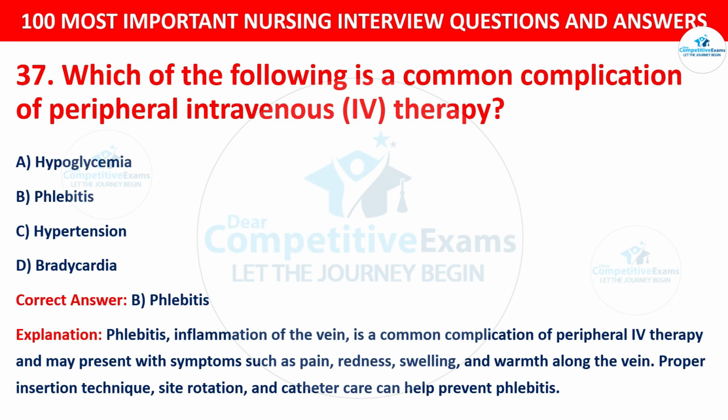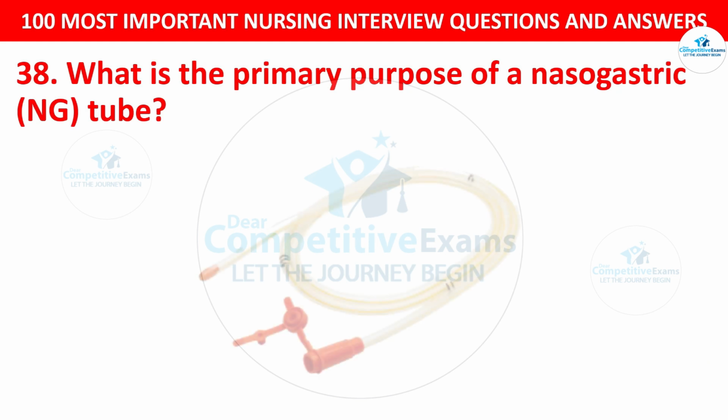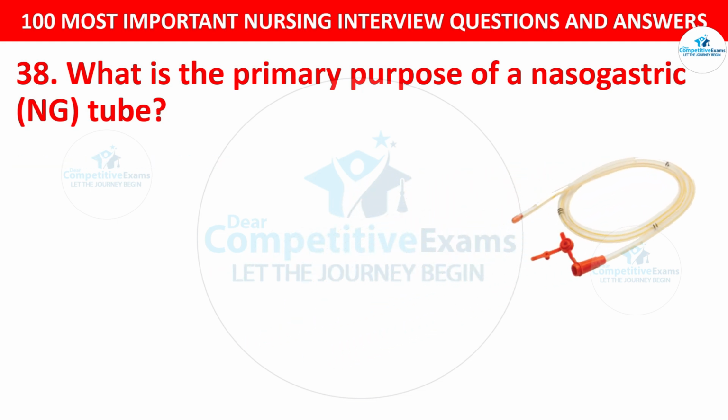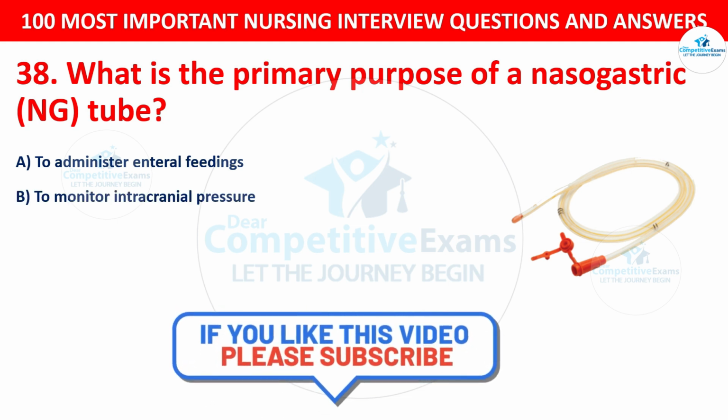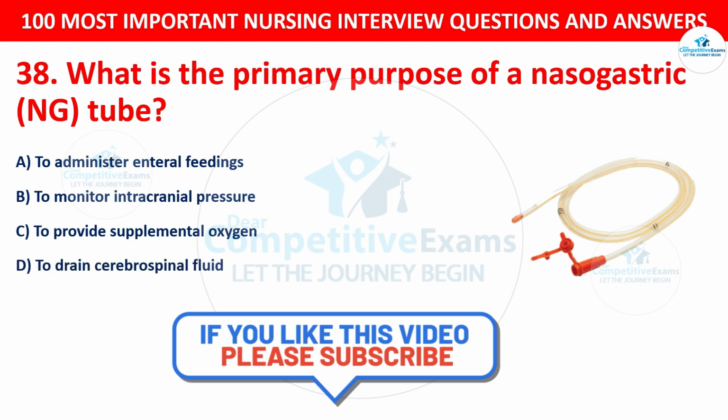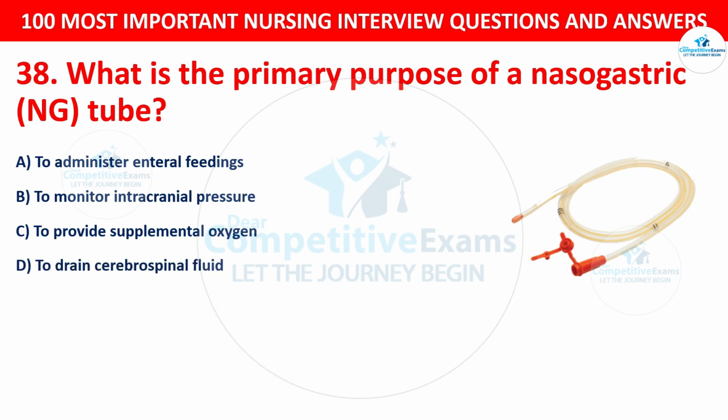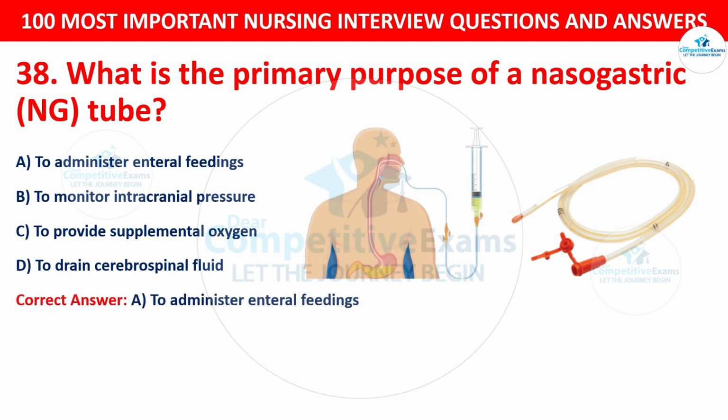Question number 38. What is the primary purpose of a nasogastric NG tube? Your options are: to administer enteral feedings, to monitor intracranial pressure, to provide supplemental oxygen, or to drain cerebrospinal fluid. The correct answer is A, that is to administer enteral feedings.